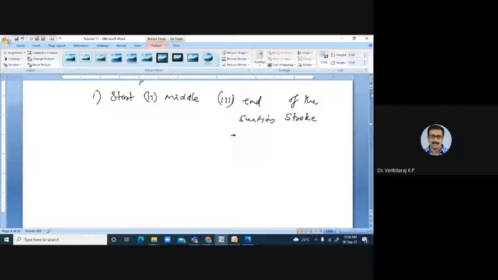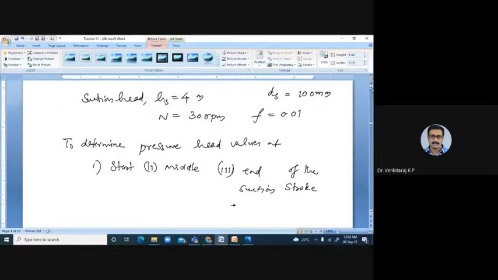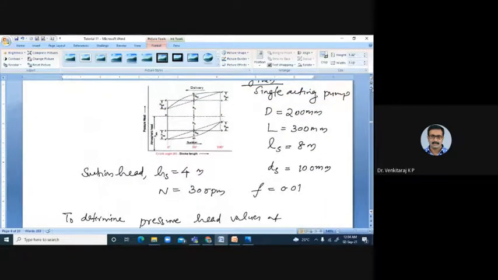So let us now move on to this indicator diagram. Let us see that indicator diagram and identify the total pressure head values at different points. We can see that at the beginning of the suction stroke you have suction head and acceleration head values. At the middle you have suction head and friction head, and at the end of the suction stroke again you have suction head and the acceleration head.